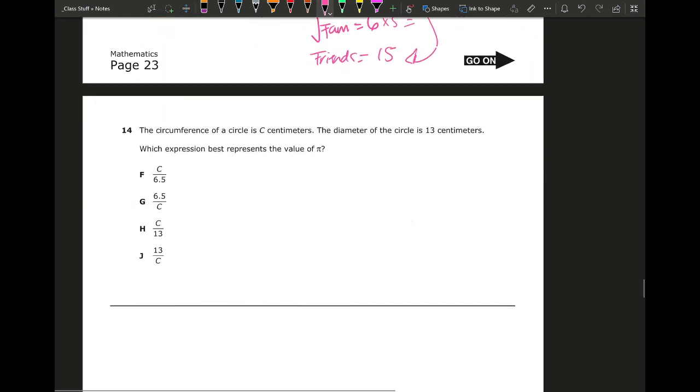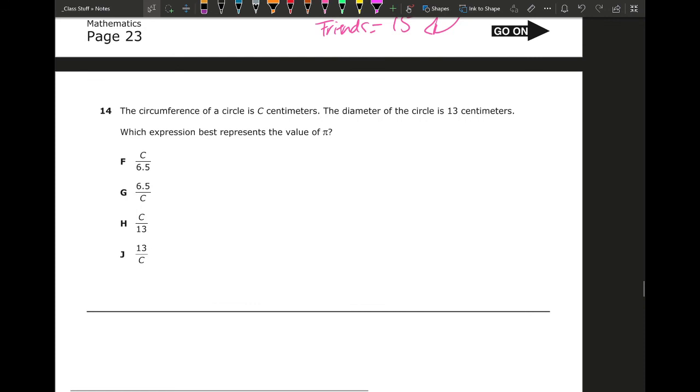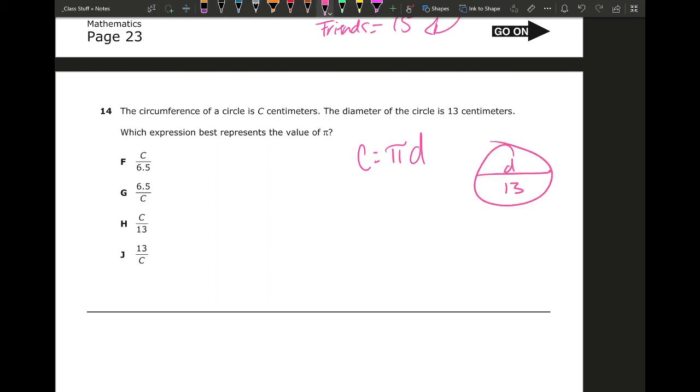Number 14. The circumference of a circle is C centimeters. The diameter of the circle is 13 centimeters. Which expression best represents the value of pi? Whoa. Wow. Okay, so now we know that circumference equals pi times diameter, right? In this case, we know the diameter is 13, and we know that circumference is just C, right? We're looking for how to get that. So basically, we gotta solve for pi, or just leave pi by itself.